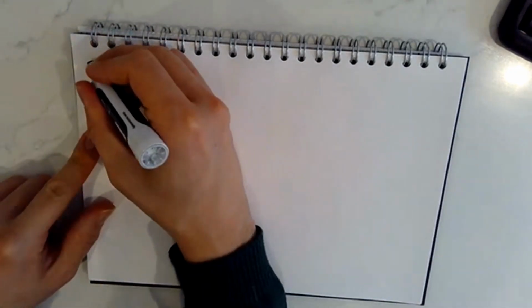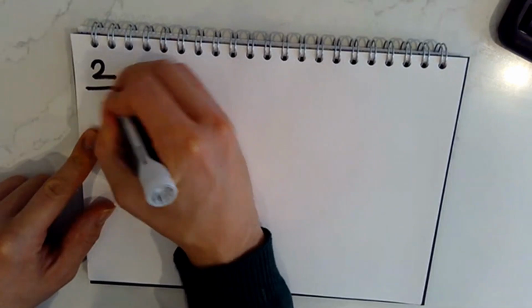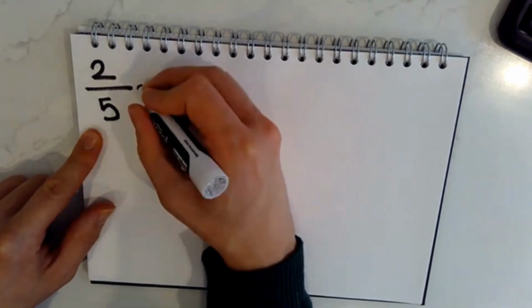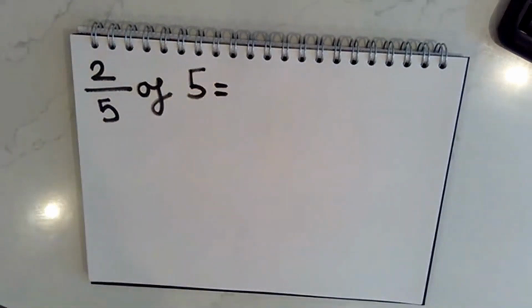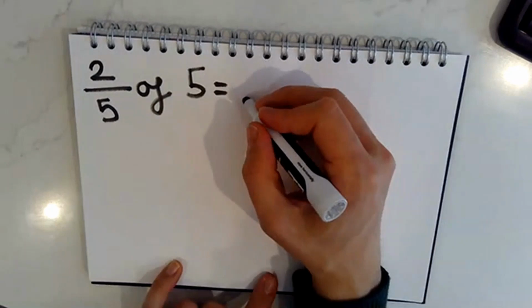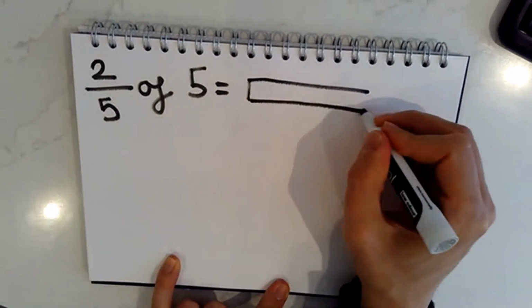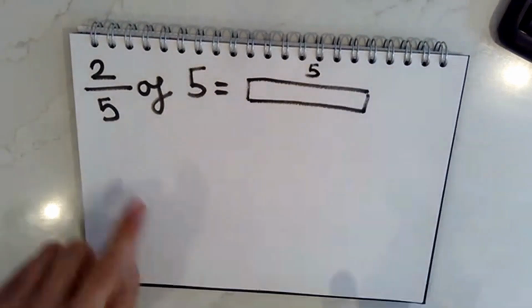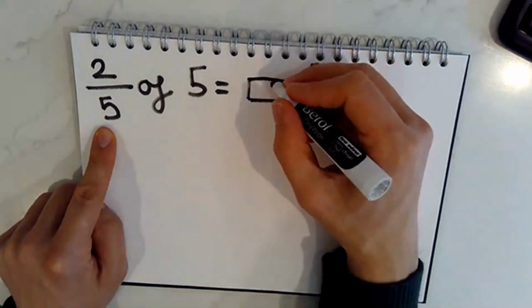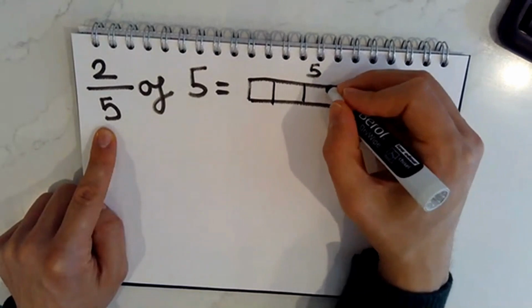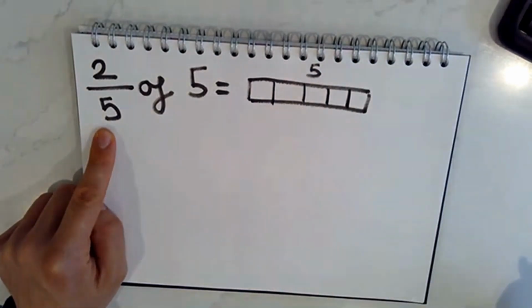Let's go with 2/5 of 5. What is 2/5 of 5 equal to? Well, step 1, I'm going to represent this in a bar model to help me. I know my whole is 5 and I'm looking at fifths. My denominator is 5 too. So I have 5 equal parts. 1, 2, 3, 4, 5.